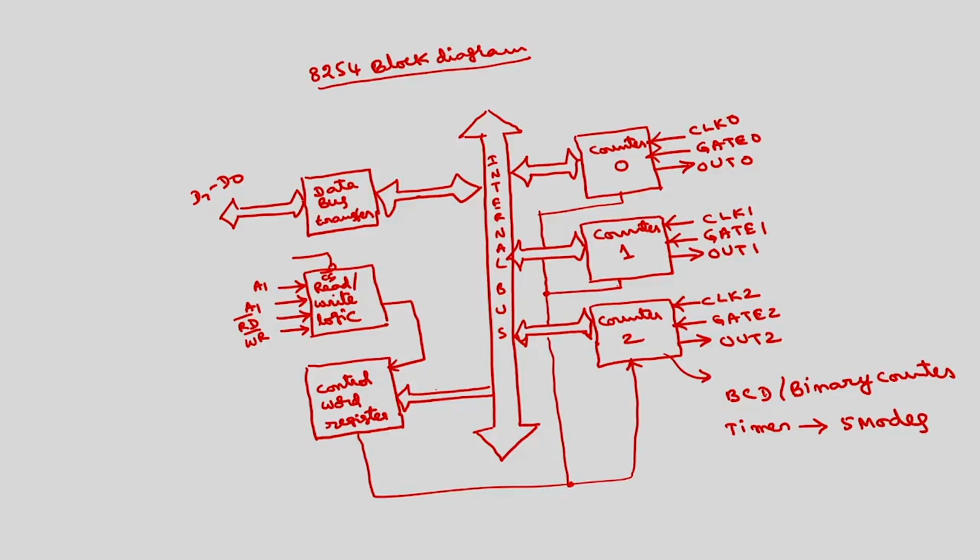Now, to operate this in 5 modes, and whether this is a binary counter or BCD counter, these are all 16-bit counters, but you can also use them as 8-bit counters. In case of 8-bit counters, we have to load only 8 bits. In case of a 16-bit counter, first you have to load the lower order 8 bits, then the higher order 8 bits. These all depend upon the format of the control word register. The format of the control word register is similar to the 8255. Here also we have an 8-bit control word register.